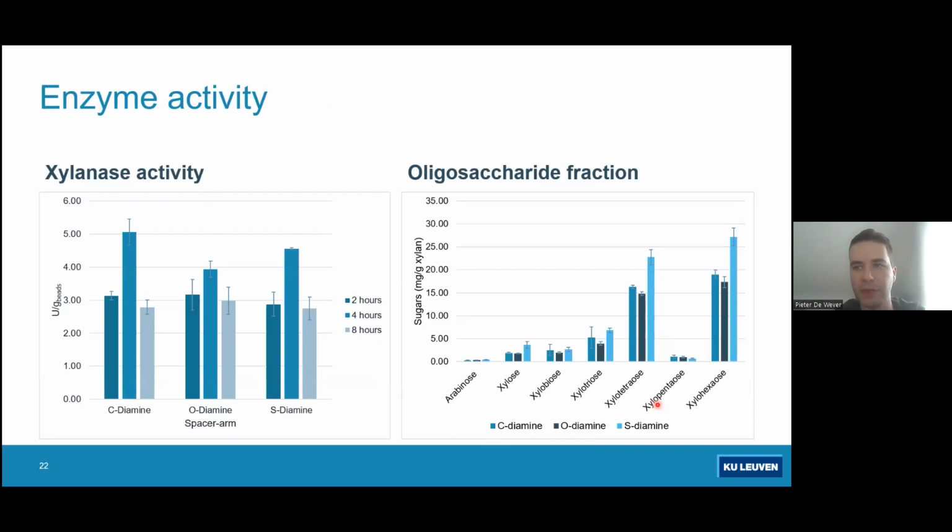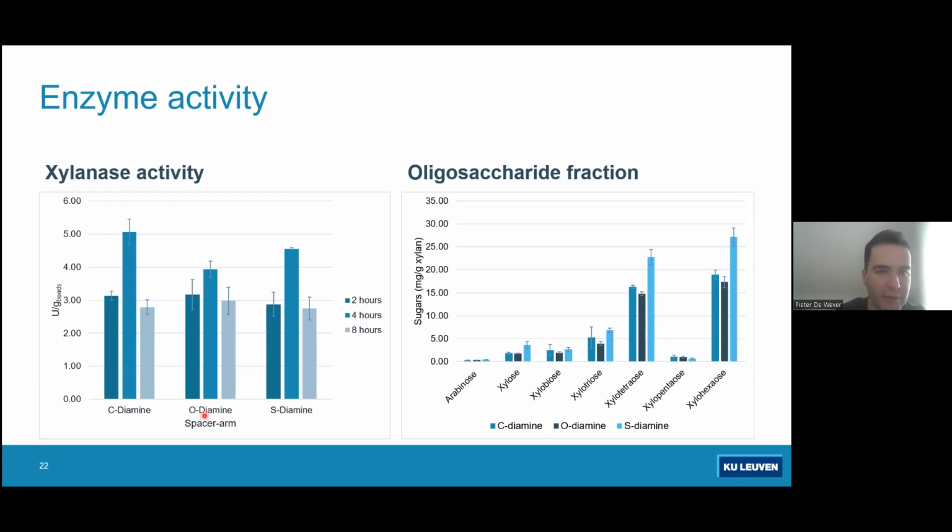The activities of the enzymes were tested using the DNS assay, and the first observation was that a 4-hour oxidation gave better results compared to the shorter oxidation of 2 hours or the longer oxidation of 8 hours. So the reason for this can be that 2-hour oxidation was just insufficient to functionalize the surface, meaning that fewer enzymes were bound on the particles, while an 8-hour oxidation might have led to excessive cross-linking, which will limit the activity of the enzymes.